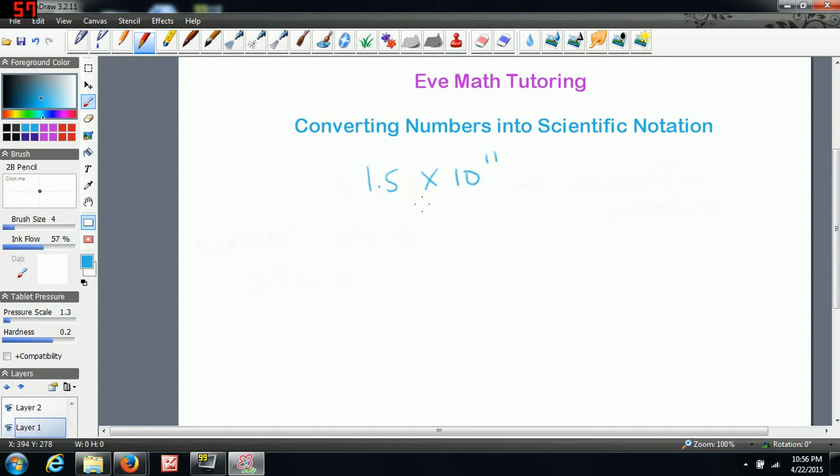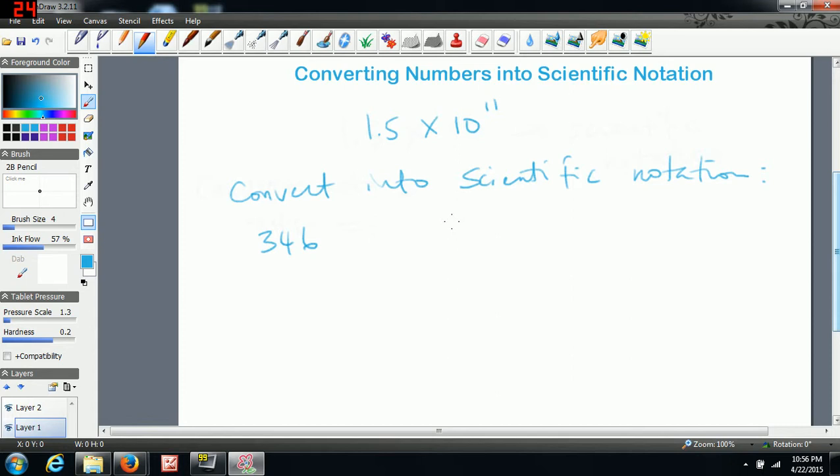Now, say you're given a number in standard form, and you're asked to convert the number into scientific notation. Okay, so say you're given 346. So what you do is, basically, whenever you have a number, the decimal is always at the end of the number. Even if it's not written down, it's always at the end of the number.